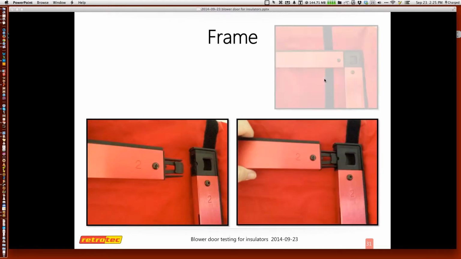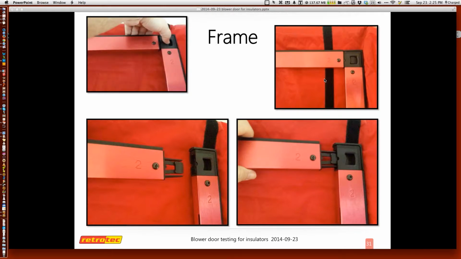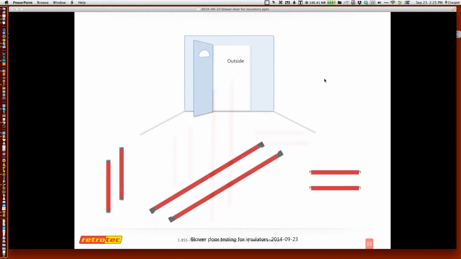So the new frame that Retrotec has actually snaps together. It's a nice system. You can actually kind of like torque or rack the whole frame, and it'll actually separate for you. I did not have that in the video, or you can just press the buttons and it comes apart. I did have a simple animation that just kind of shows again how this kind of goes together.